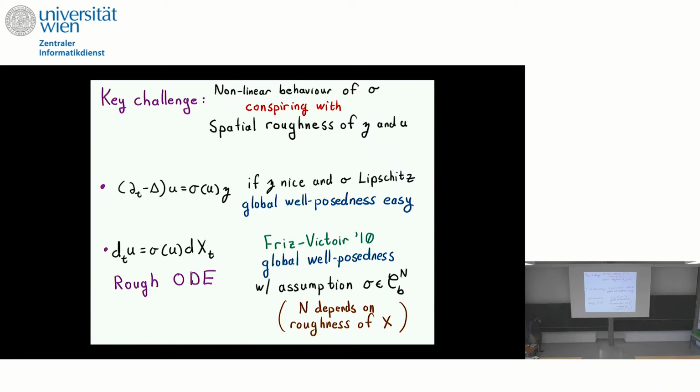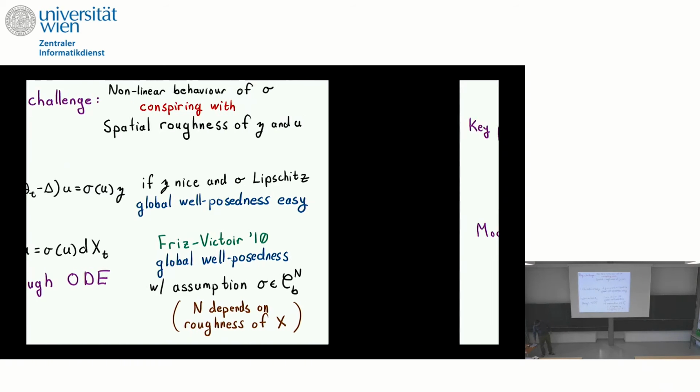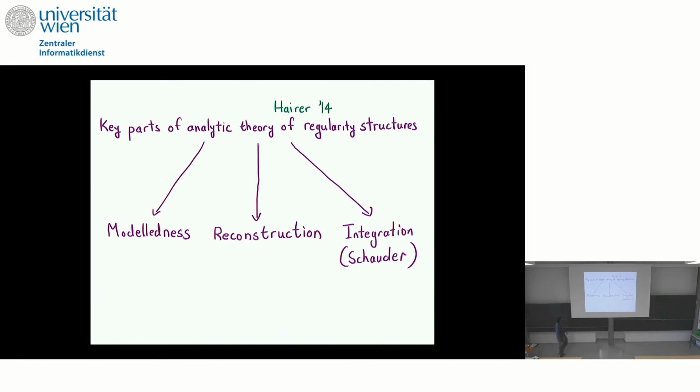Okay. So the difference for us is that we have roughness and we have spatial roughness. And to explain how that propagates through our analysis of the problem, I need to talk a little bit about the theory of regularity structures. So I'm going to talk about three major parts of the analytic theory of regularity structures, which is modeledness, reconstruction, and then integration, the Schauder estimate.